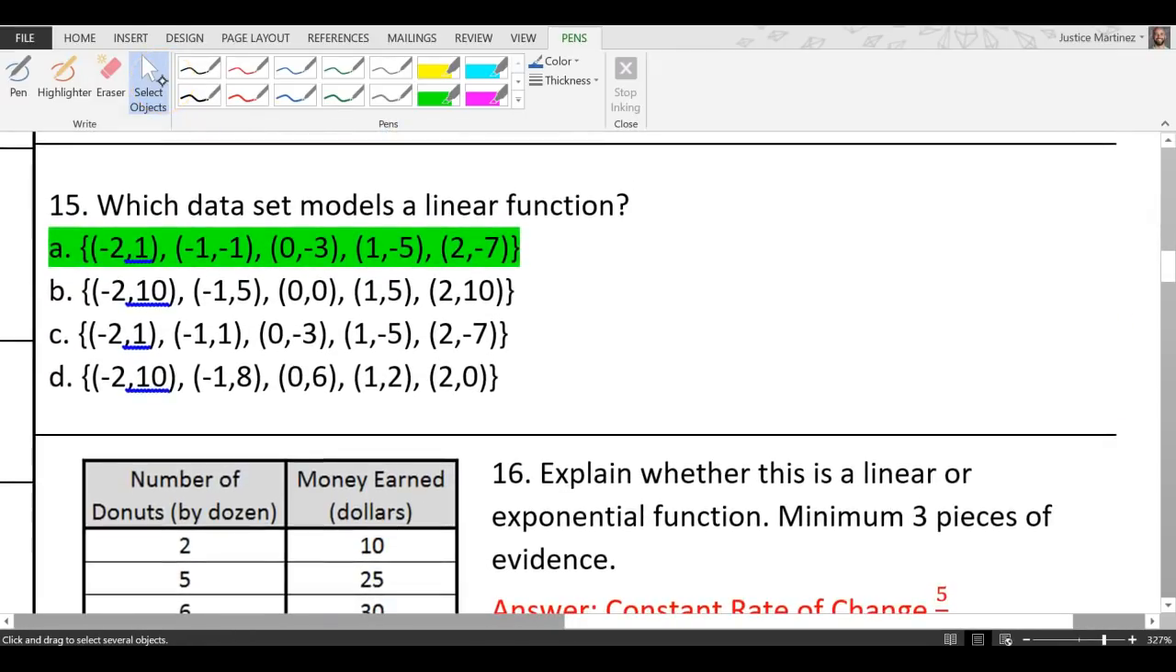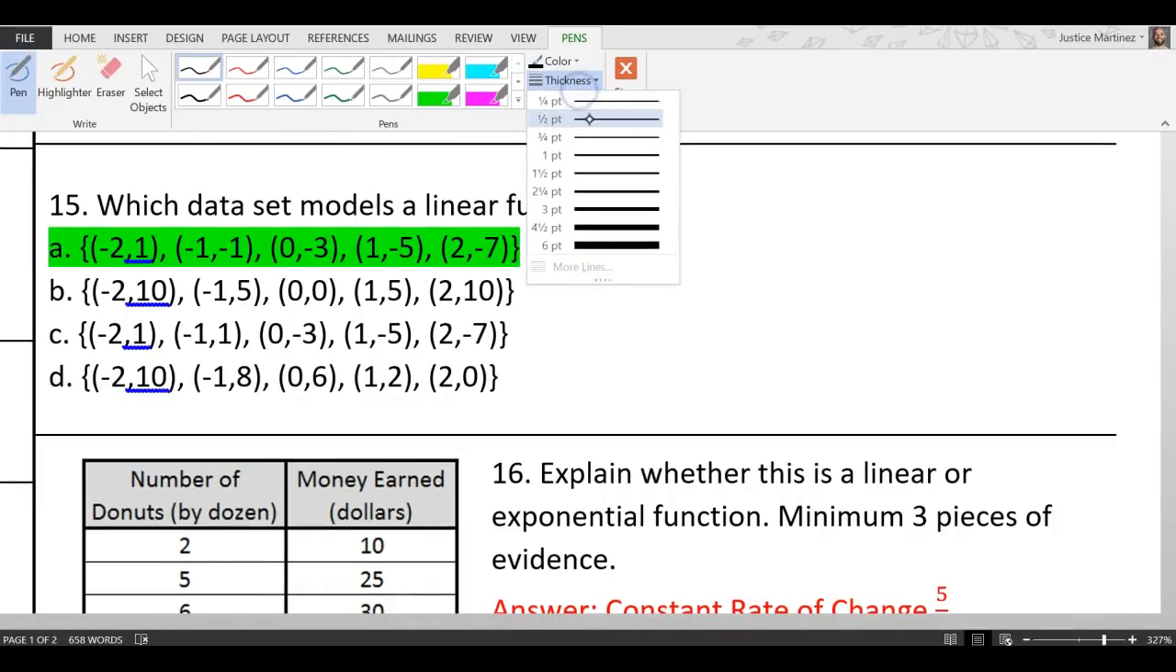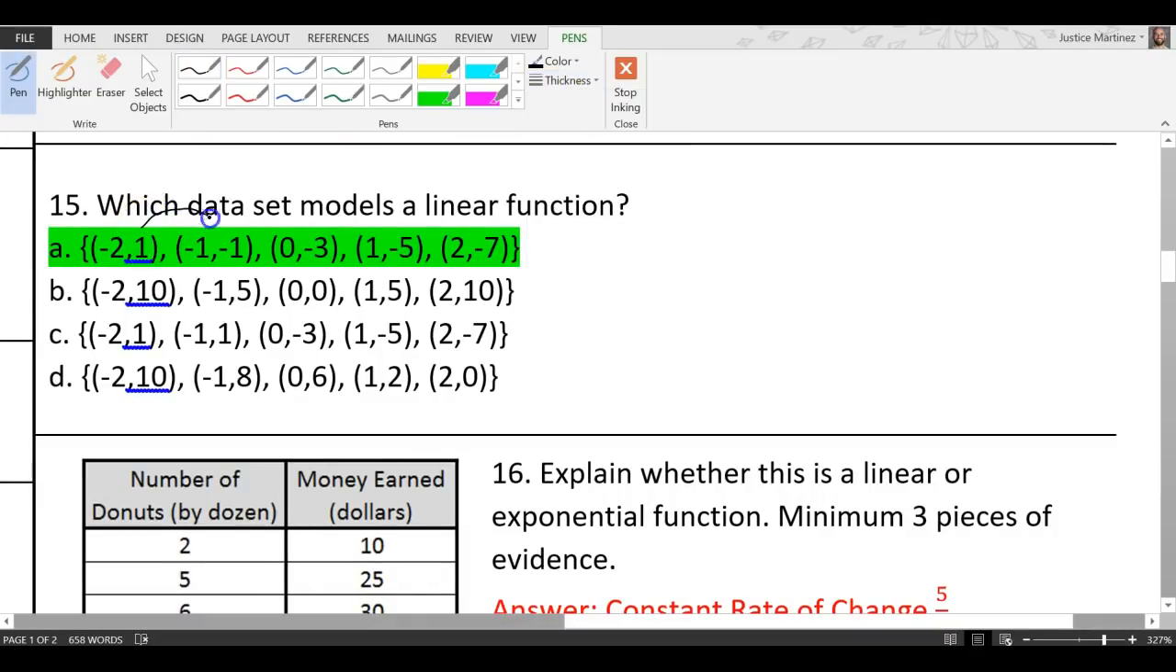Which dataset models a linear function? Well, hopefully you can see this very quickly, but this is increasing by 2 every time, plus 2 in the numerator. This is increasing by 1 every time, so the slope is plus 2 over 1. Except I misspoke, I apologize. That is minus 2 over 1, because 1 to -1 is -2.